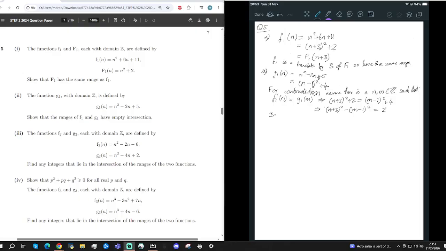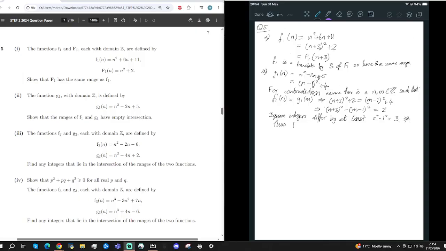Square numbers, or square integers, differ by at least, well, the smallest is 2 squared minus 1 squared, so they differ by at least 3. So we have a contradiction here.